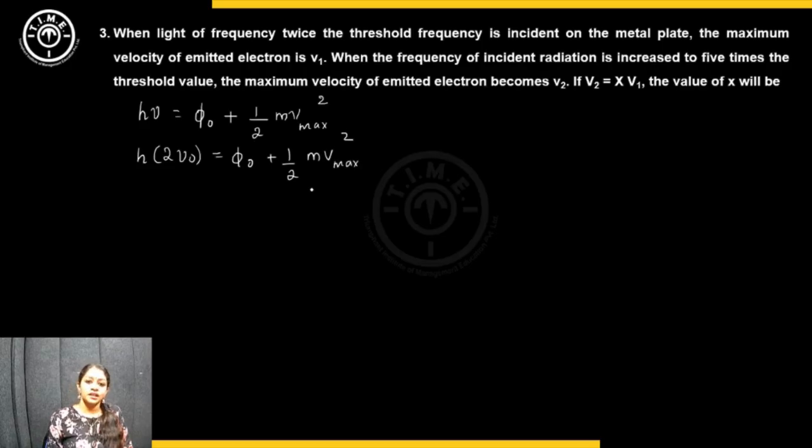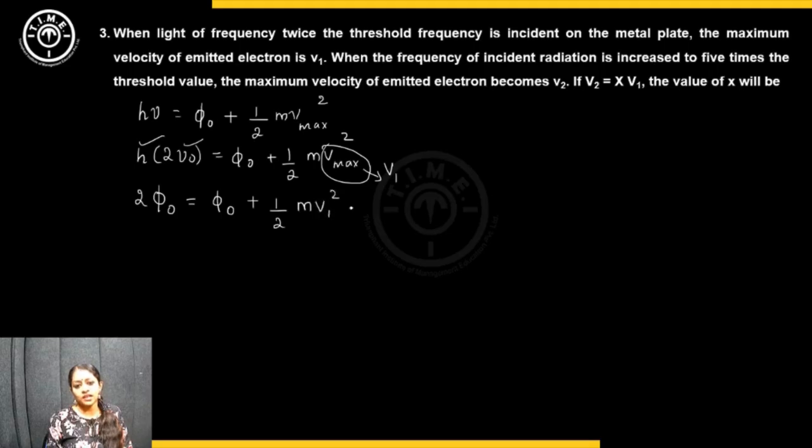Clear? In this particular case, what is the velocity of the emitted electron? It is given as V1. So in place of v max, you can substitute V1. Now, see here, what is this h nu 0? It is nothing but phi 0, the work function, isn't it? So in place of h nu 0, you can substitute phi 0. So the equation becomes 2 phi 0 is equal to phi 0 plus half m v1 square. You can mark it as equation number 1.